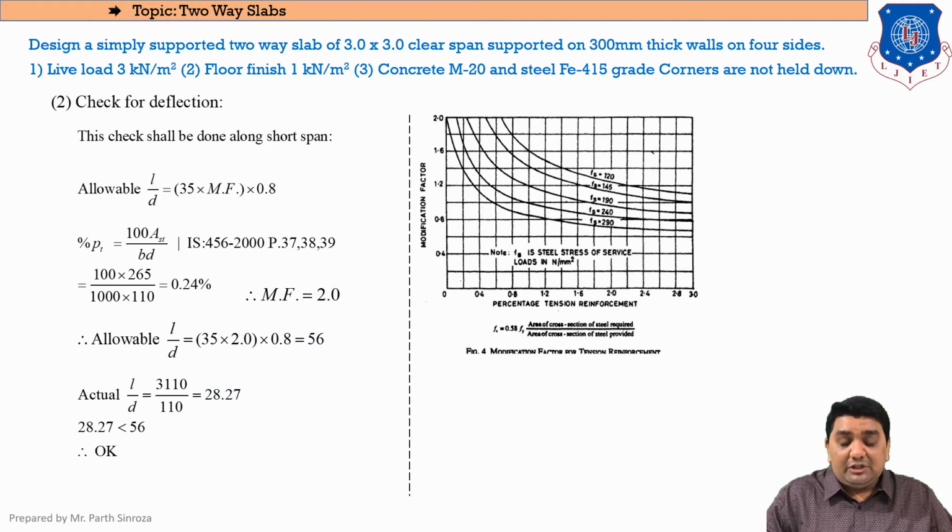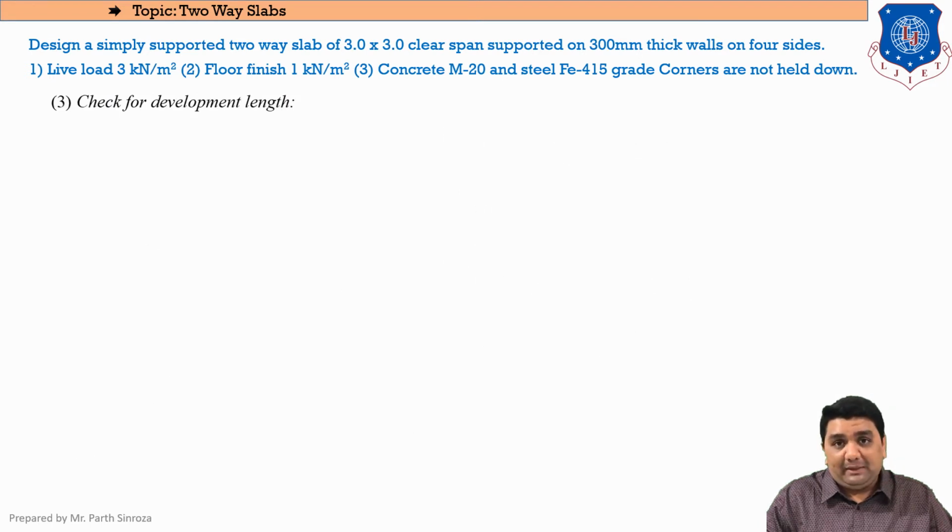Now moving on to the third check. The third check will be check for development length. Again, the development length should always be checked for the longer direction. So again, revising all the 3 cases. The first case was check for cracking. Check for cracking is to be solved for both the axes. Second was check for deflection. Check for deflection will always be solved for the shortest span. And third will be the check for development length, which we will solve for the longer span.